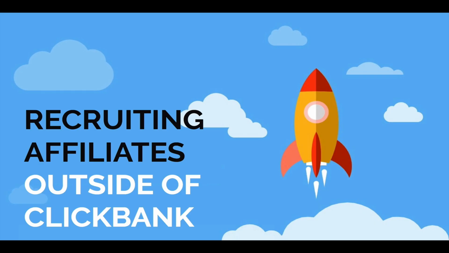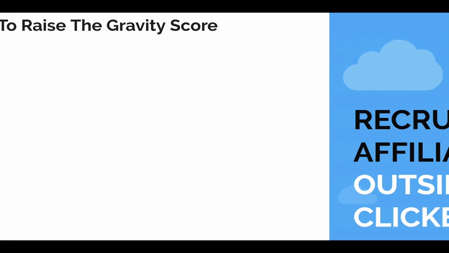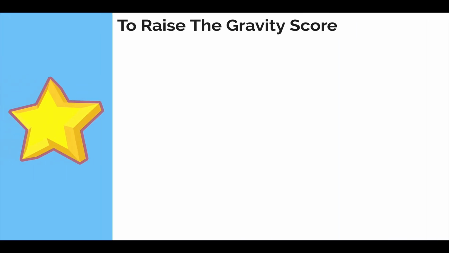With this video, we're going to start a new section of the course, which is going to talk about recruiting affiliates outside of ClickBank. And the main reason for that is to raise your gravity score inside ClickBank. Because when you raise your gravity score inside ClickBank, your offer begins to look more attractive.